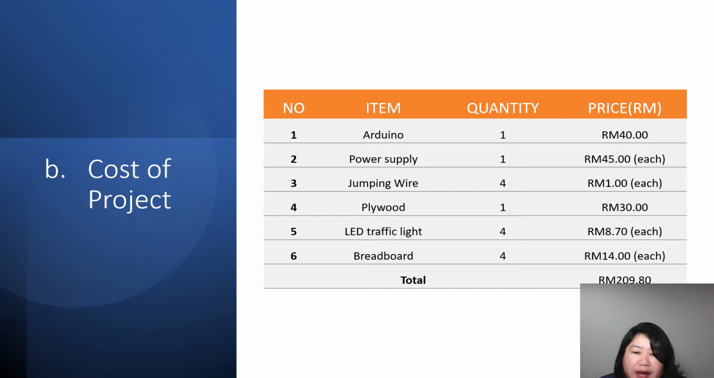LED traffic light, there will be 4 of LED traffic light, so each LED traffic light will cost us 8 ringgit and 70 cent. Breadboard, 4 breadboard will be used, so the price will be 14 ringgit each. So overall we will have 209 ringgit and 80 cent for the cost of the overall project.